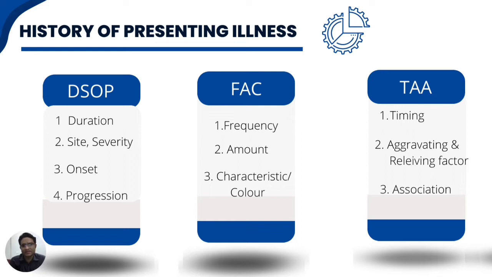History of presenting illness gives a detailed account of duration, site, severity, onset, progression, frequency, amount, characteristics or color, timing, aggravating and relieving factors, and association. Leading questions can be asked at this stage. Medical terminology like dyspnea, polyuria can be used to describe the history of presenting illness. Start asking questions from the time when the child was normal. Elicit a detailed symptom-wise and system-wise history. Here you can see some mnemonics to describe the presenting complaint.